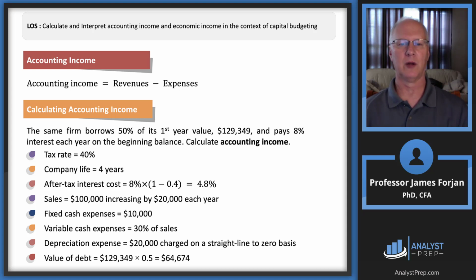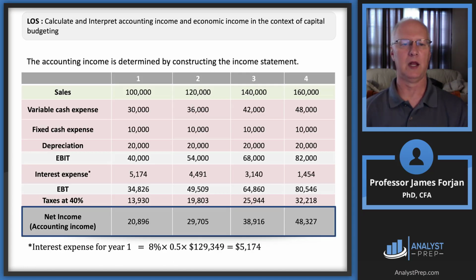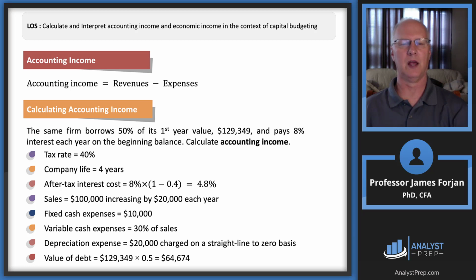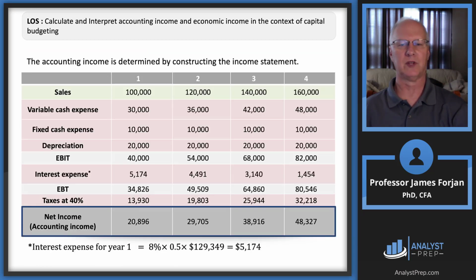So here's a quick example. We give you a whole bunch of input variables. Let's just do column 1. We have the sales and cash expenses and depreciation, so there's an EBIT of $40,000. We just got that from these numbers here. And then we need to figure out interest expense.